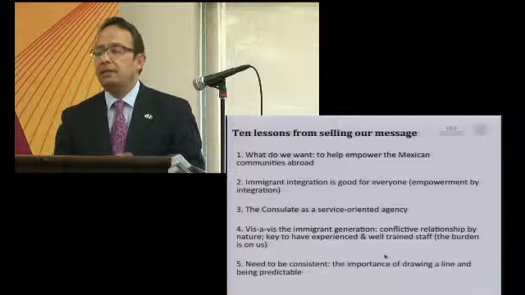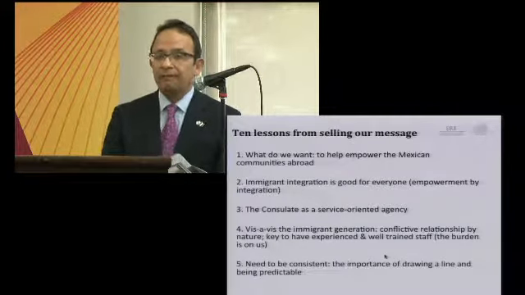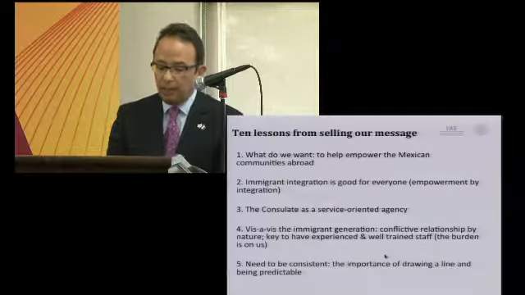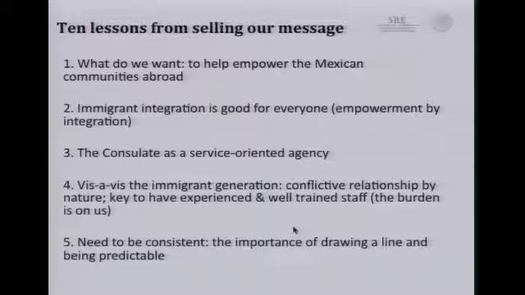So the fourth lesson is that vis-a-vis the immigrant generation, the ones who were born in Mexico, we need very experienced and well-trained staff who are able to understand that the relationship with that immigrant generation is going to be pretty conflictive. And in this, I do believe that it's not because they are Mexicans, but because they are immigrants. Immigrants in general do not like the government of their homeland because nobody wanted to migrate in the first place. They don't like the idea. And they blame, to a great extent, the government of their homeland for not giving them enough possibilities and opportunities to stay.